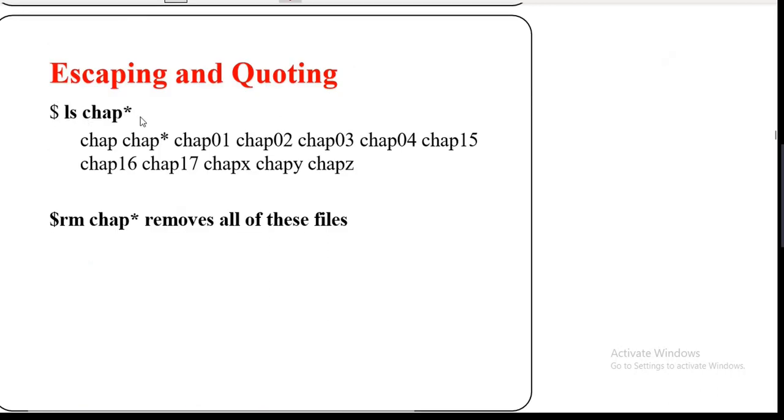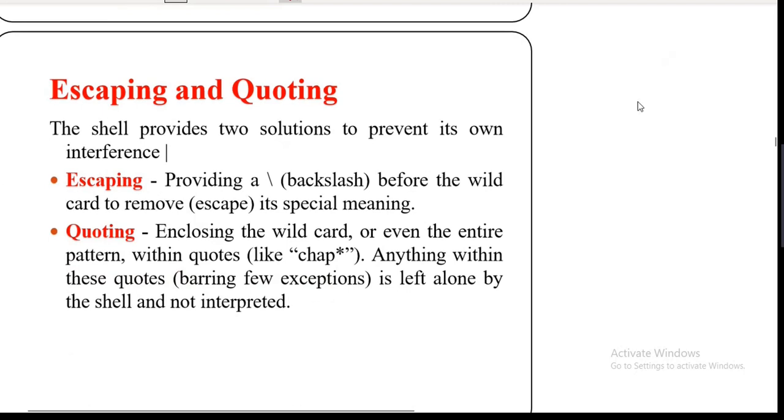So this you already know about. Let me just go to escaping. The shell provides two solutions to prevent its own interference. The first is escaping: providing a backslash before the wildcard to remove the special meaning. In case I want to remove the meaning of the asterisk when I am writing ls, you can just use a backslash. It will remove the meaning of that asterisk symbol.